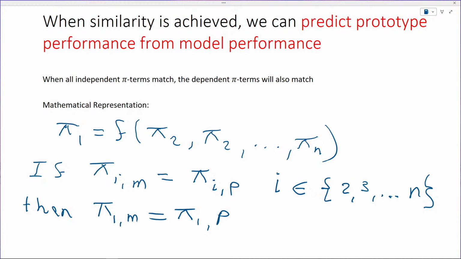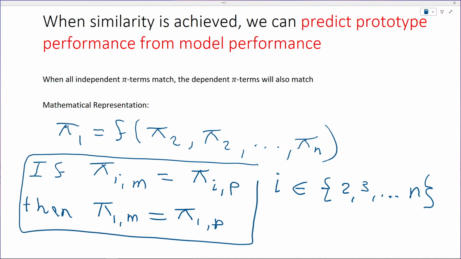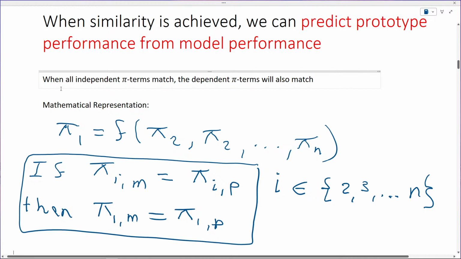Then, if all my independent pi terms match, then the pi term for my dependent variable will match. So basically, that is the rule. Okay, so let's look at an example.